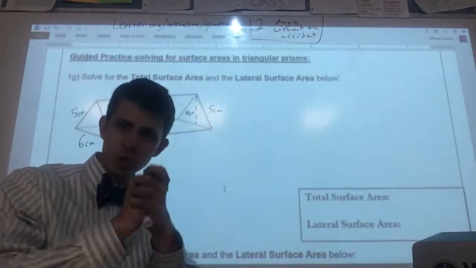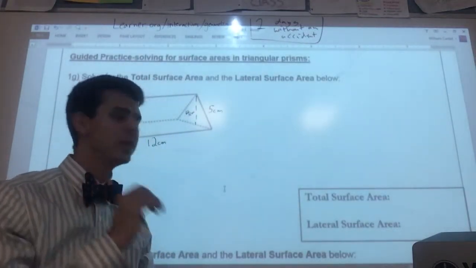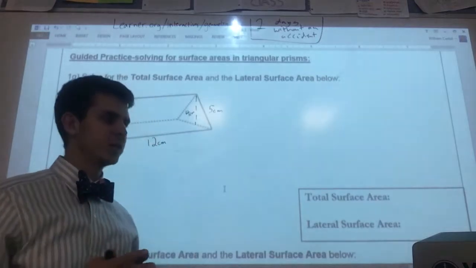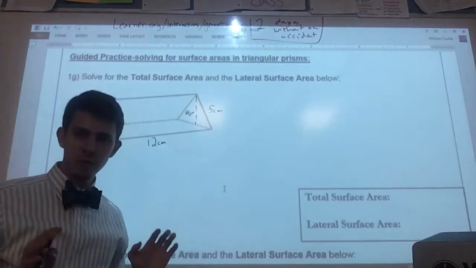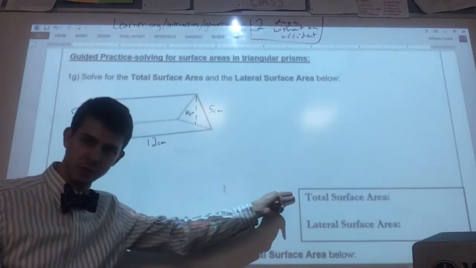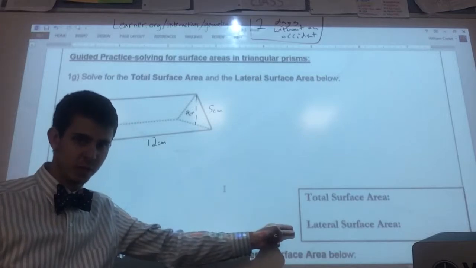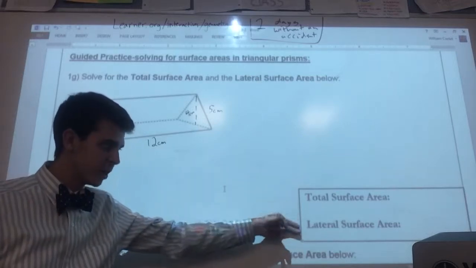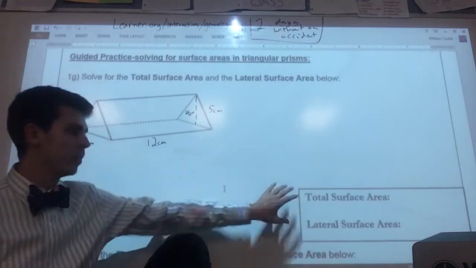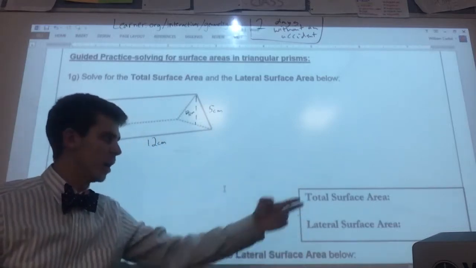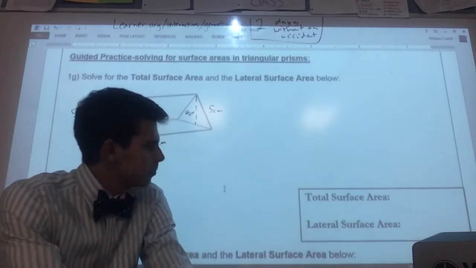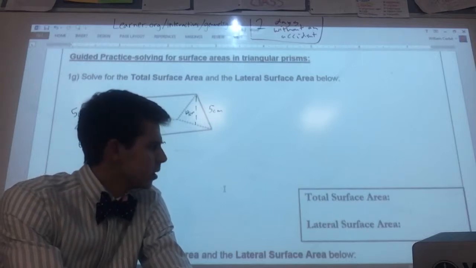Alright everybody, this is triangular prisms, solving for the surface area of triangular prisms. These are very difficult. Let's go ahead and get started. Now, to solve this, I'm asking for total surface area and lateral surface area. Once we get the total surface area, it's not very hard to get the lateral surface area. And if you work through the entire problem, you'll get both really easily. But this is the beast here. Okay, so fairly difficult. A lot of parts.